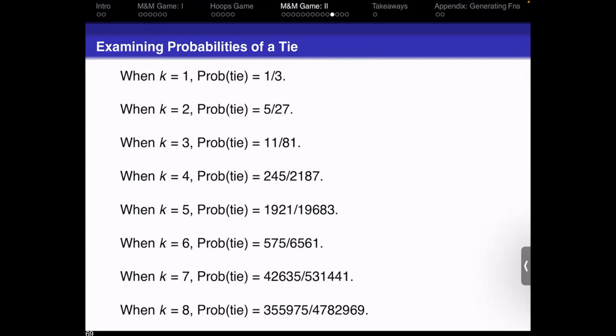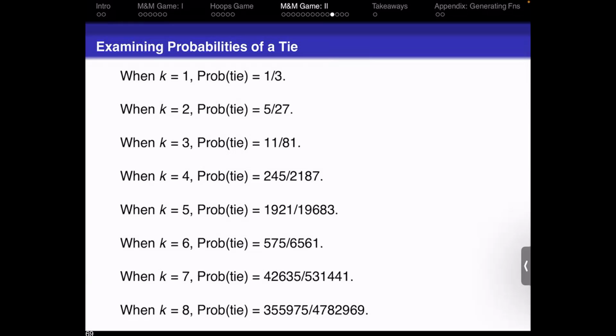What power? Like squared, squared. So what do you notice about all the denominators? So they're definitely multiples of 3. Are they all 3 to a power? Yes, they are all 3 to a power.